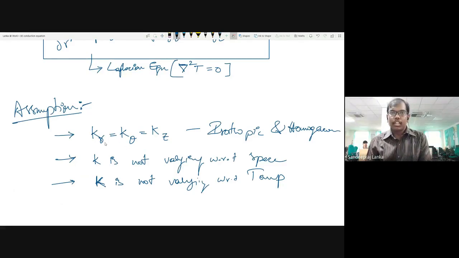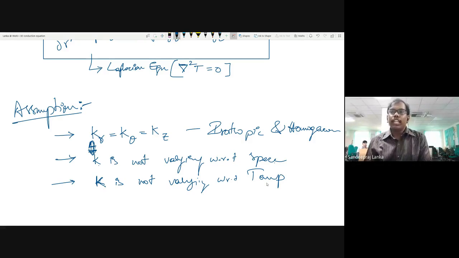The assumptions are, the first thing is Kr is equal to K theta is equal to Kz, meaning the given material which you have considered for conduction heat transfer is isotropic and homogeneous, and K is not varying with respect to space. That's what you mean by these two statements, they are almost the same. Kr is equal to K theta is equal to Kz means K is not varying with respect to space. That's the meaning of it.